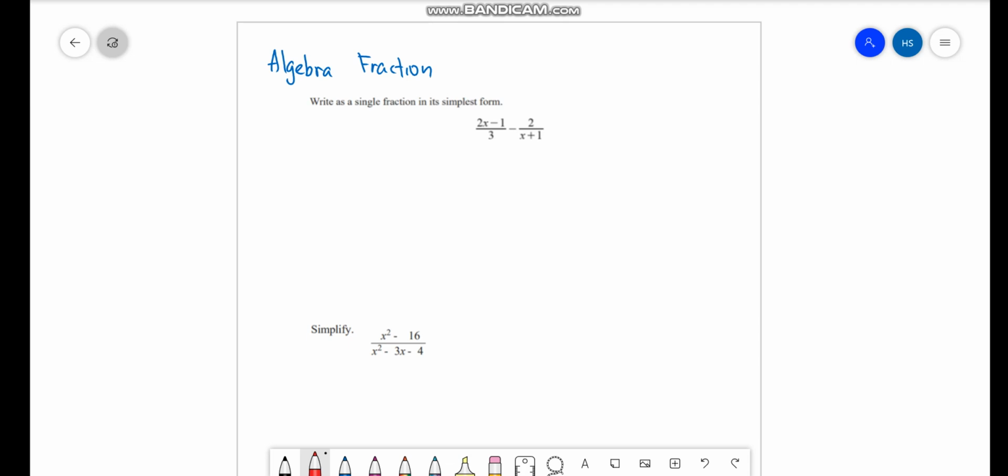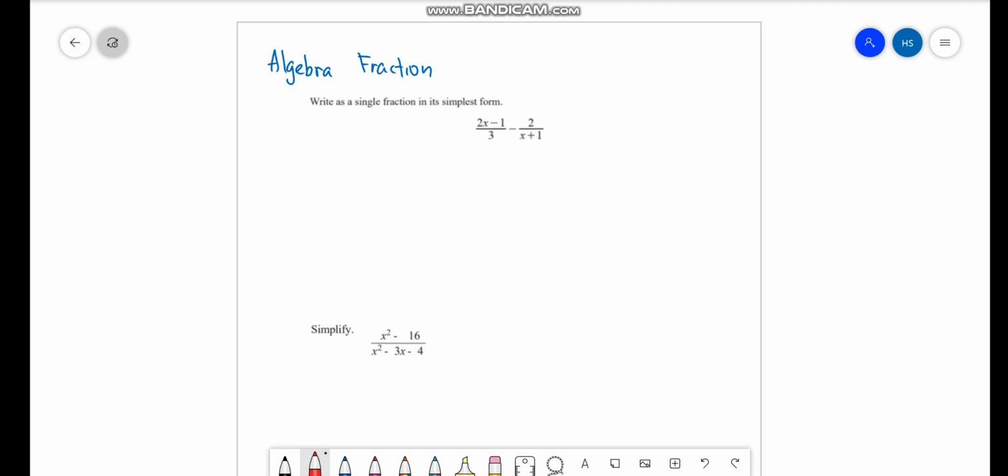Hello, in this video we're going to learn algebra, fractions and indices. Okay, so write as a single fraction in its simplest form. So how are we going to combine this? It's actually very simple, even though you see algebra in this equation. You just have to treat it like a normal fraction.